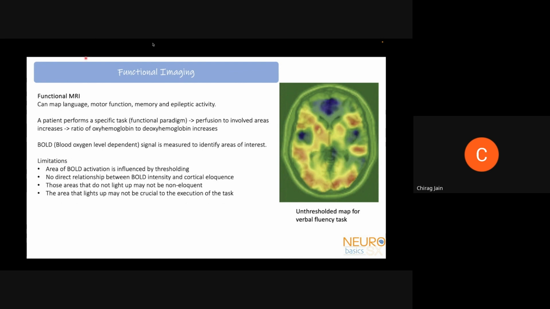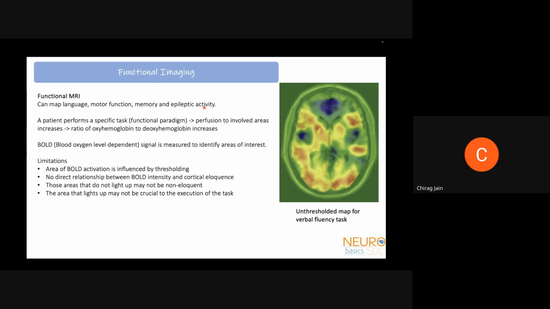Okay, so next, coming to functional imaging. Functional MRI is one of the most commonly utilized techniques these days to figure out where your eloquent cortex is. But apart from that, it can also be used to pick up epileptic activity. So functional MRI currently can map language, motor function, memory also, and even epileptic activity.